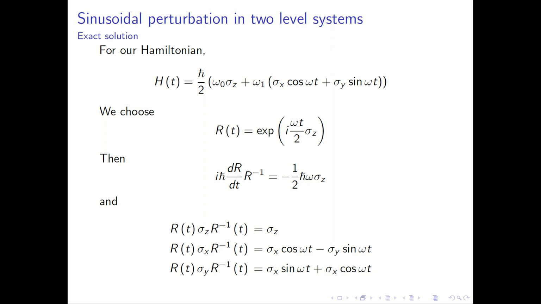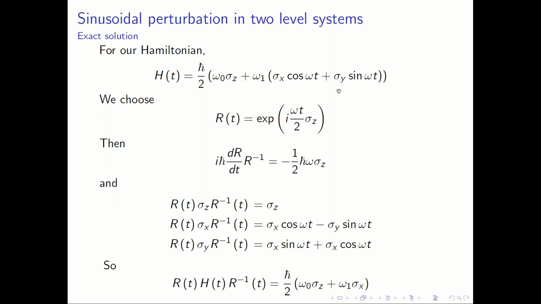I urge that you take pen and paper and work this out, and you will end up with R(t) H(t) R inverse(t) is simply ħ/2 ω0 σz. This term of course doesn't change under R inverse, but this term simplifies a lot and becomes just ω1 σx. So something which is a constant, the time dependence has been cancelled as expected.